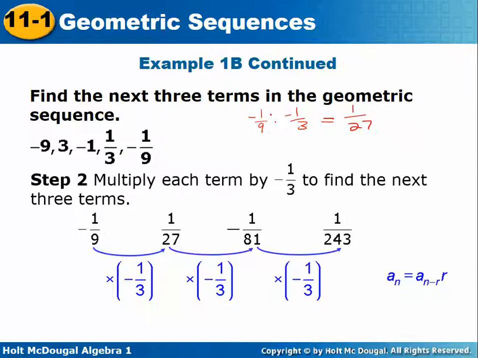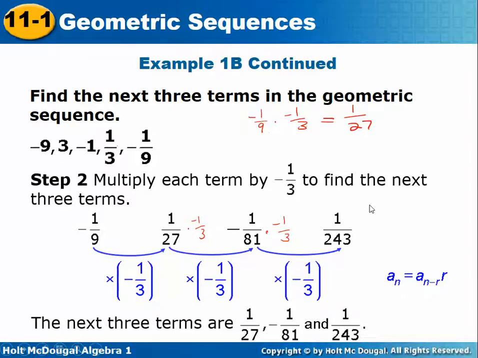To multiply fractions, remember you just multiply the two numbers on top to get the top number, the two numbers on the bottom to get the bottom number. And then to multiply 1/27 by negative 1/3, 1 times negative 1 is negative 1. 27 times 3 is 81. And then you would complete this. Negative times negative is positive. So these are going to alternate negative, positive, negative, positive, negative, and so on.